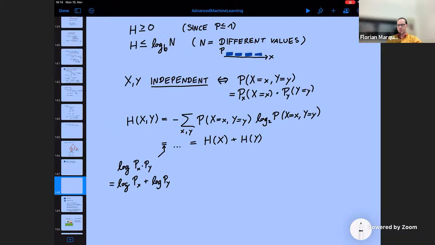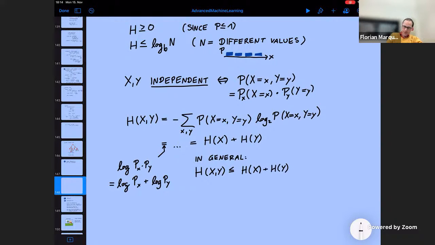Okay, so what happens when my two random variables are not independent? Then, of course, this doesn't hold anymore. But in general, still something holds. Namely, in general, I have an inequality. So the entropy of the joint distribution might be less than the sum of the entropies.